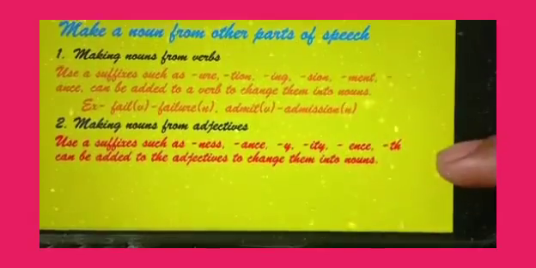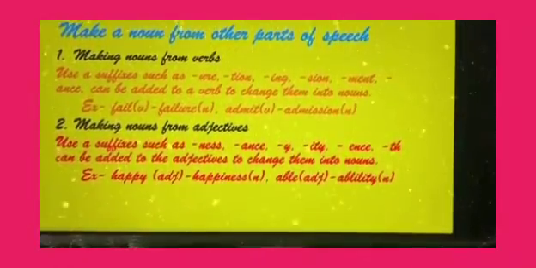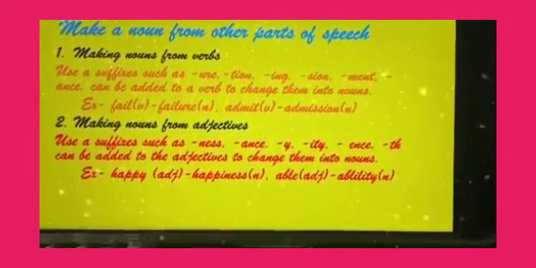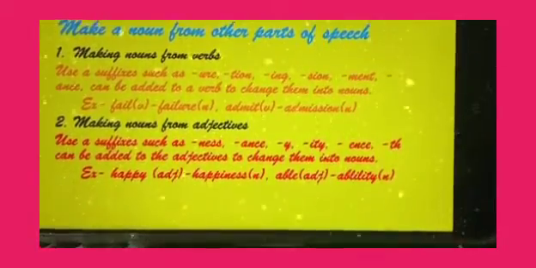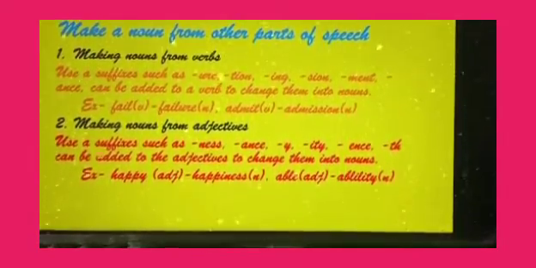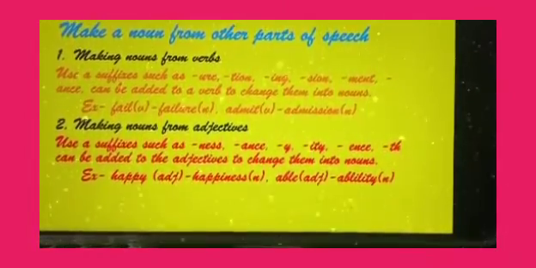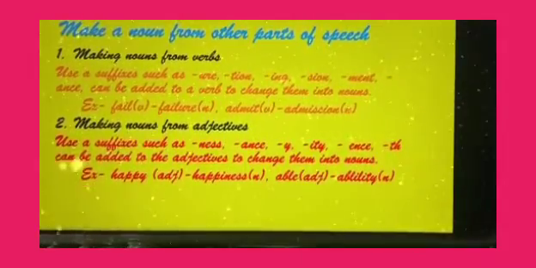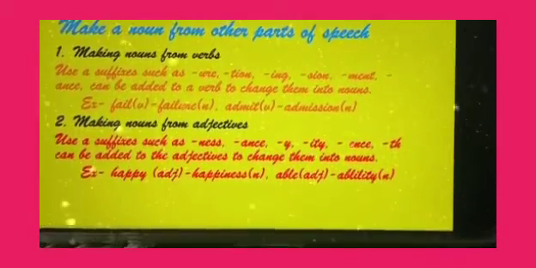Now come to the example. You can see here happy is an adjective, and how have we changed it into a noun? By adding ness. It becomes happiness. Now come to the second example, able. Able is an adjective. How have we changed it into a noun? By adding ity: ability.